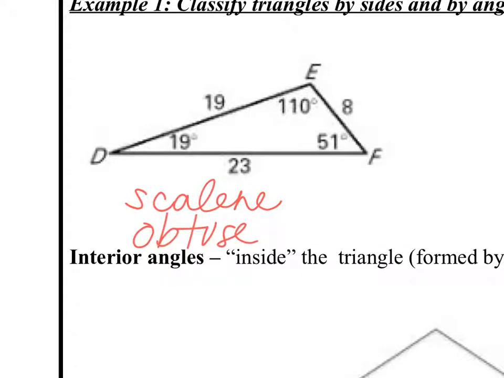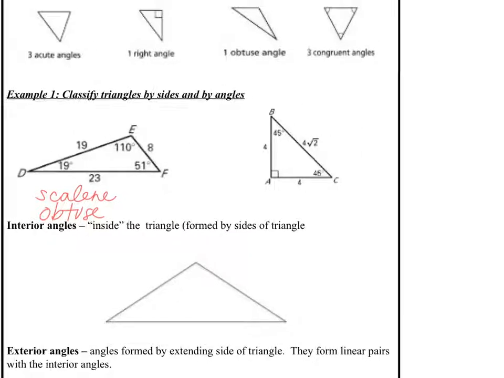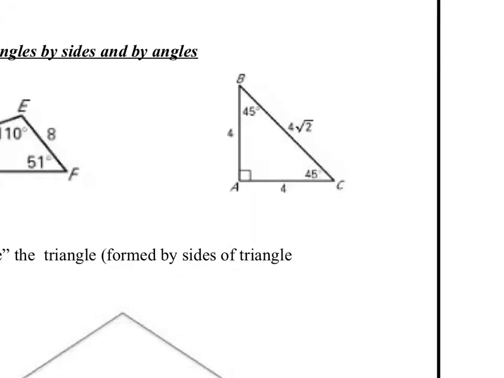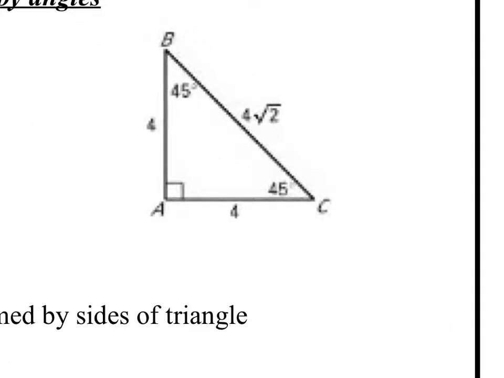Next one. Let's look at the sides first. Do we have some sides that are congruent? Yes, 4 and 4. So we have 2 sides congruent. If we have at least 2, what's it called? Isosceles. And you spell that? Isos, and then skeles. That's how I like to say it in my head so I can remember how to spell it.